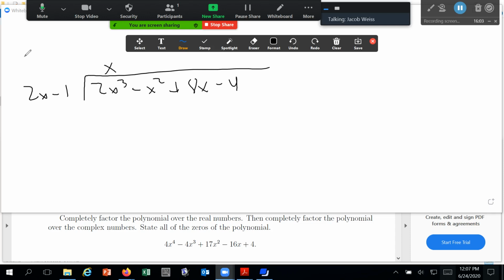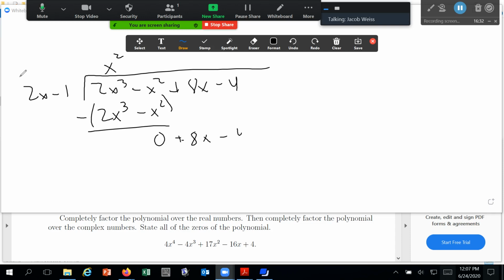All right, so what I need to do is, again, just look here. I need to multiply by x squared. I misspoke. So x squared times 2x is 2x cubed. There we go. X squared times negative 1 is minus x squared. So if I subtract them all, I get 0. Then I bring down the next term, which is 8x.